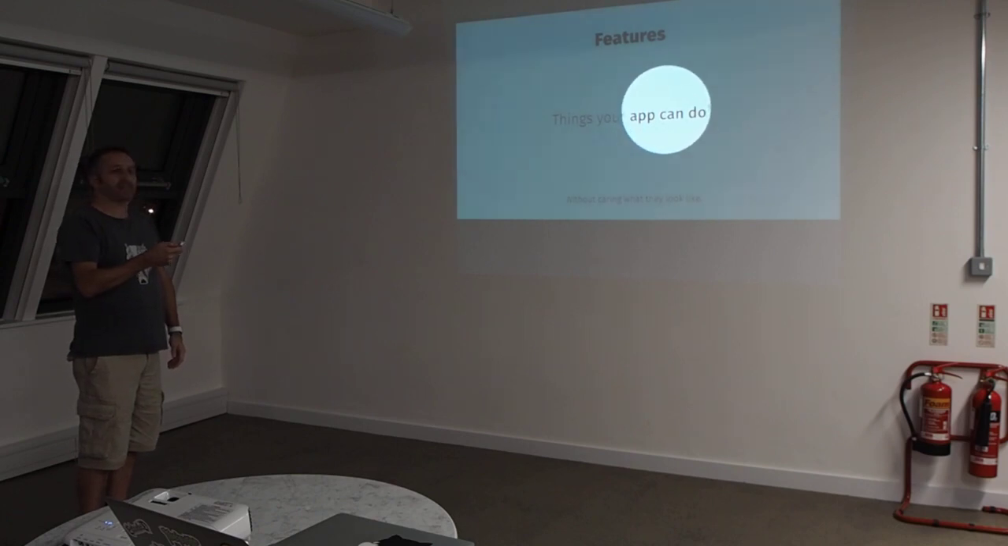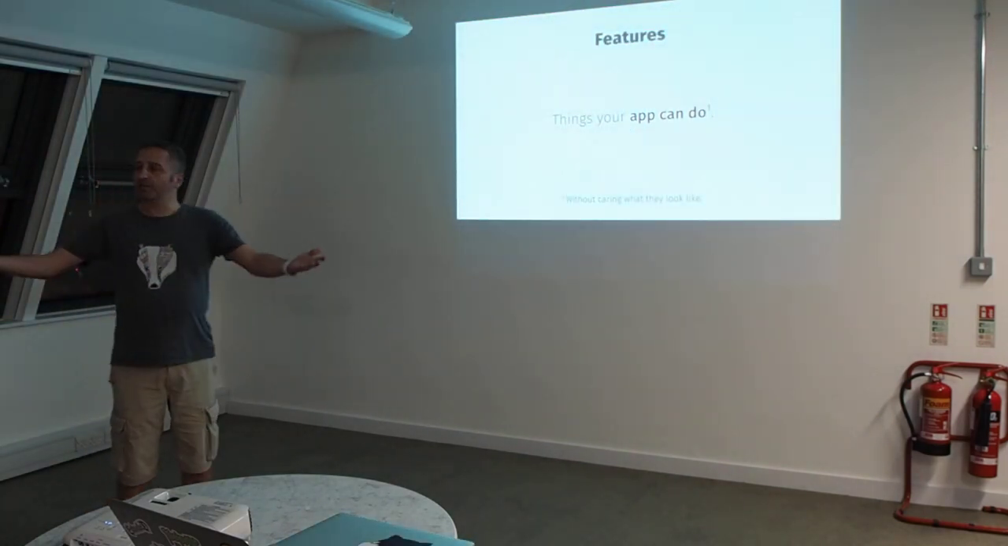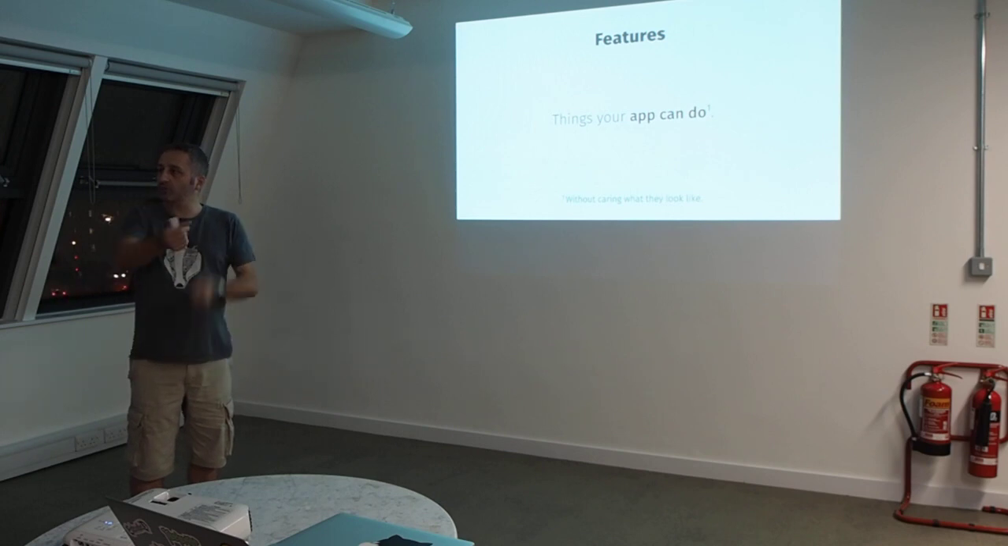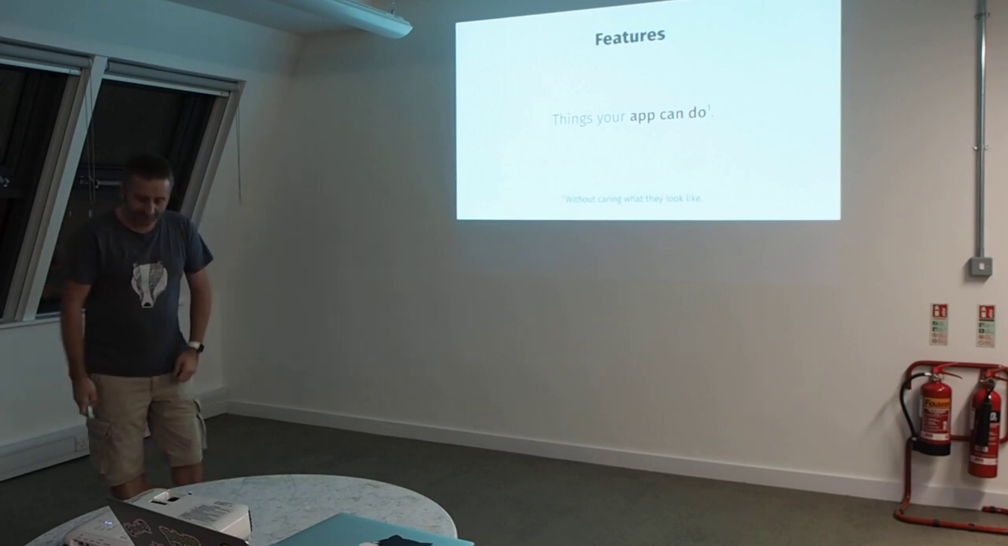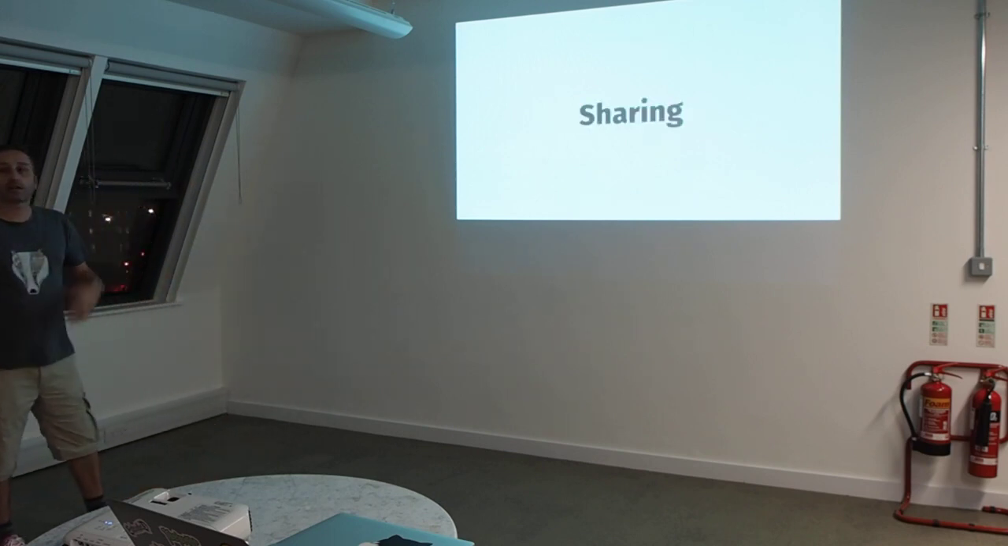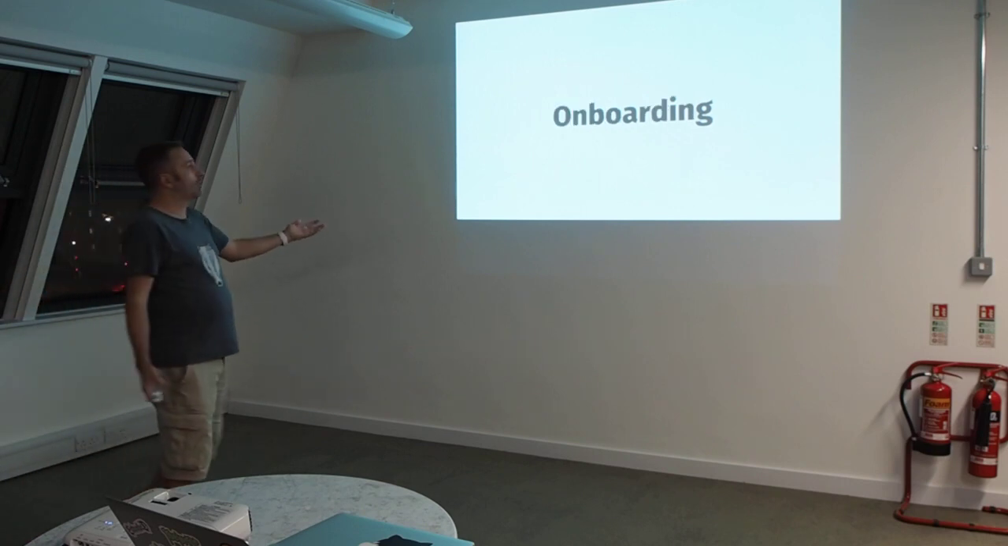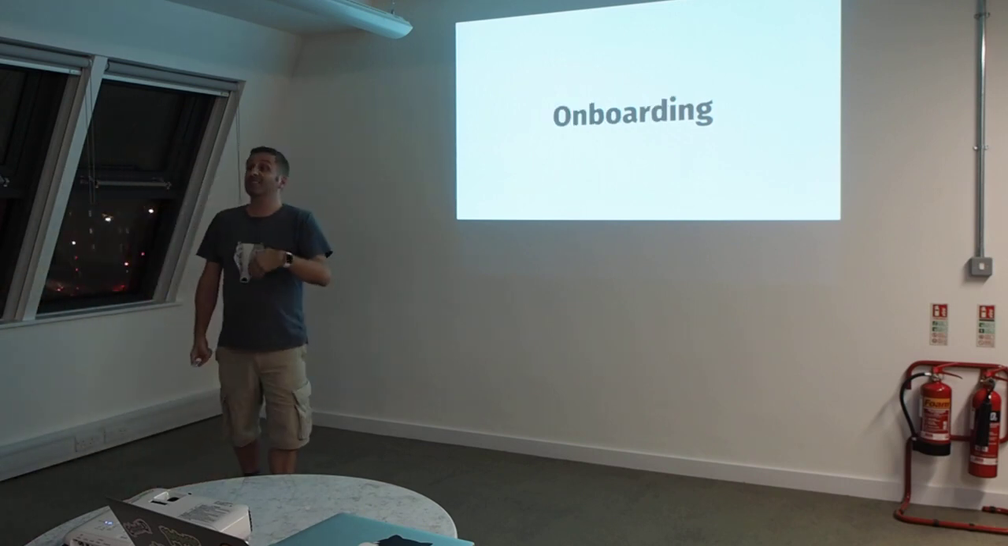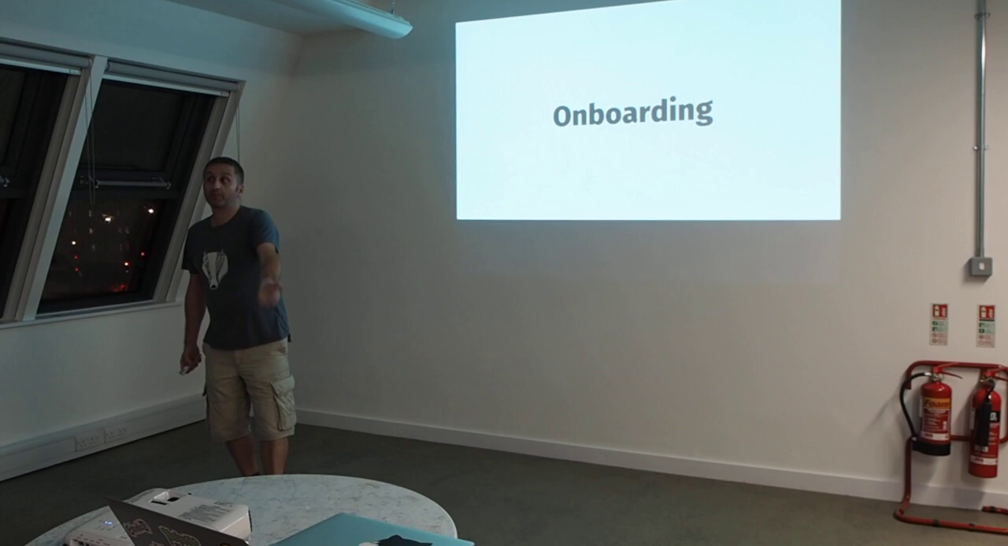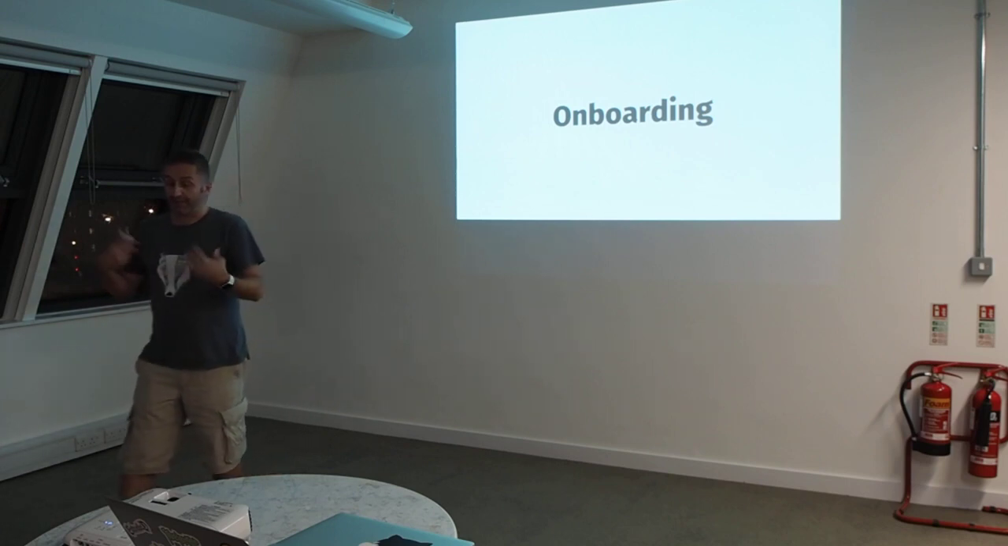So another way to think about this is, in your car dashboard, you have switches. Those are all the things that your app can do, okay? So that might include a sharing feature, or onboarding, which isn't so much a feature for the user, perhaps, but is often a very important feature for us making the app.